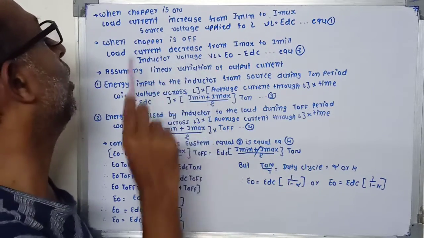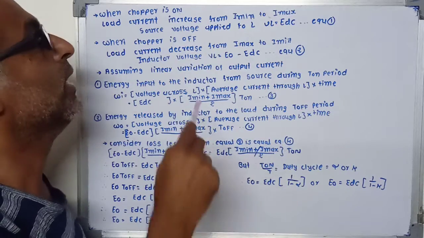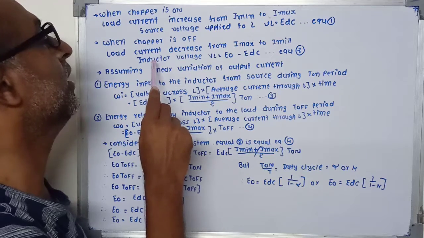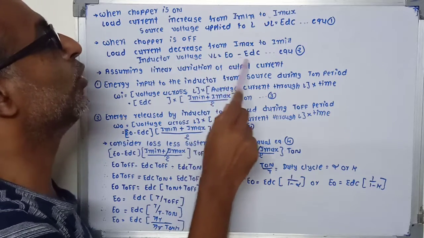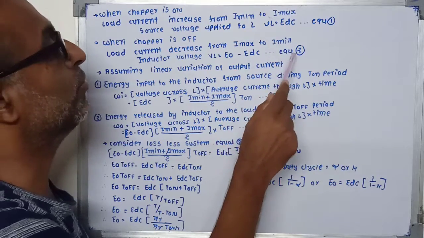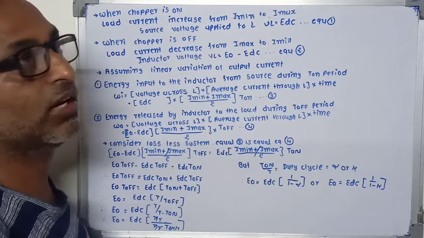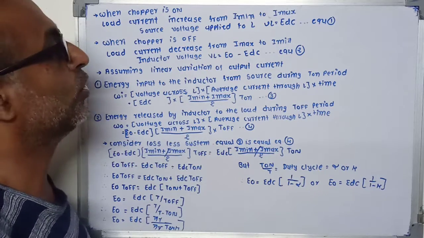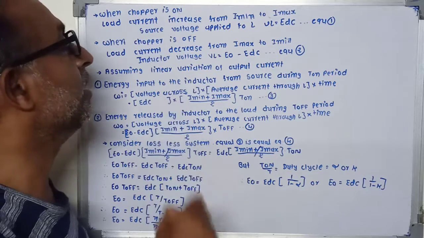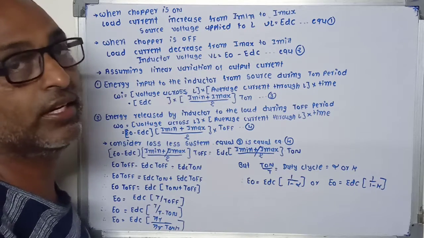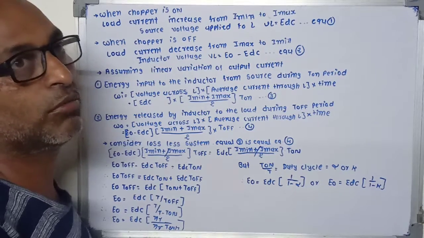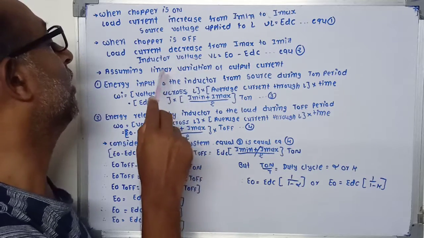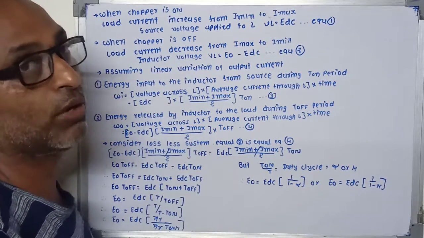Now when the chopper is off, the load current decreases from I maximum to I minimum. So the voltage available at the inductor VL is equal to E0 minus EDC. That is our equation number 2. Here we are also assuming linear variation of output current. As I already told you, we are taking linear variation because in nature it is exponential, but some complications occur when solving the equation. So that's why we are considering linear variation of output current.